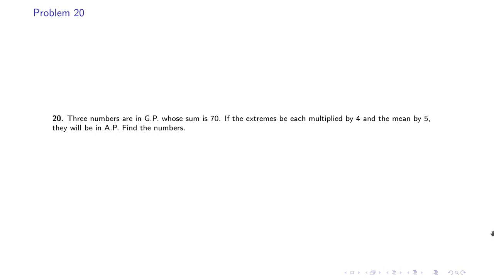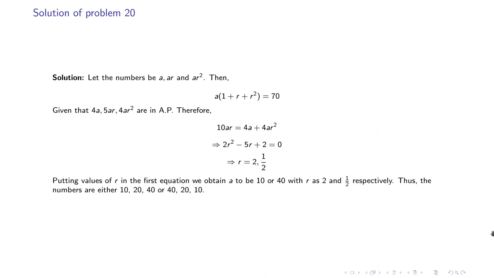Problem number 20 says that three numbers are in GP whose sum is 70. If the extremes are each multiplied by 4 and the mean by 5, they will be in AP. Find the numbers. So we let the numbers be a, ar and ar square. Then we have the sum as a multiplied with (1 plus r plus r square) is equal to 70.